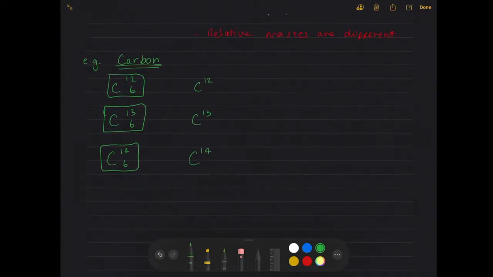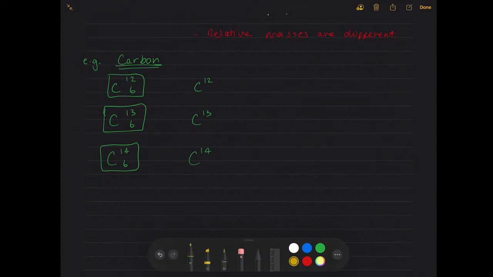If you've ever heard of a process called carbon dating, where scientists are able to work out the age of an object, maybe something like a fossil or any kind of organic matter, it's using carbon dating, which is to measure the amount of an isotope of carbon. In this example, carbon 14.